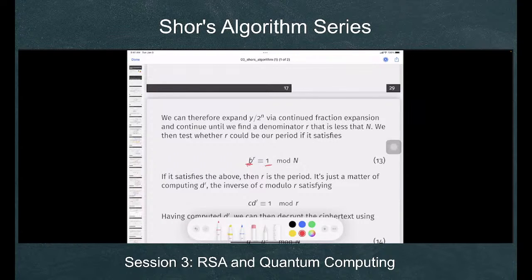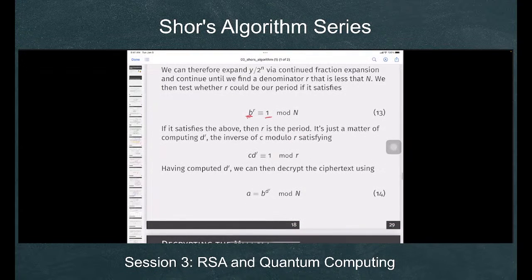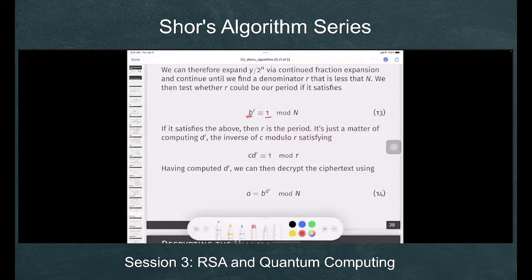And if the remainder is 1, then you know that your r is a period. Once you know that it's a period, it's just a matter of computing the inverse of C with respect to r, and then once you get the inverse, you raise b to the power d prime, and you get your original text.